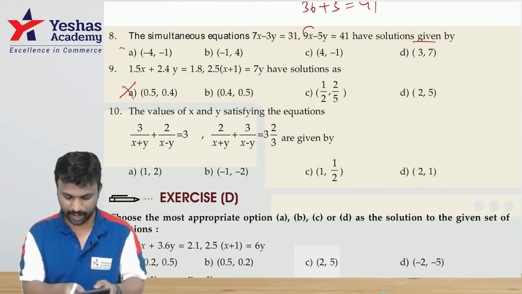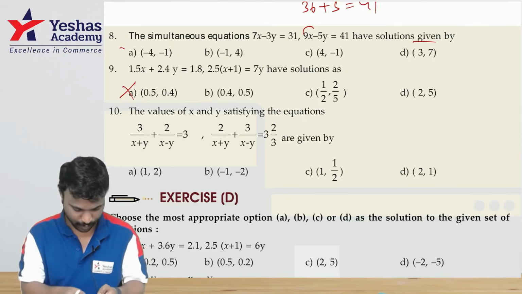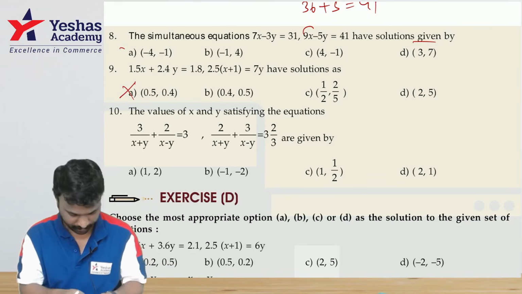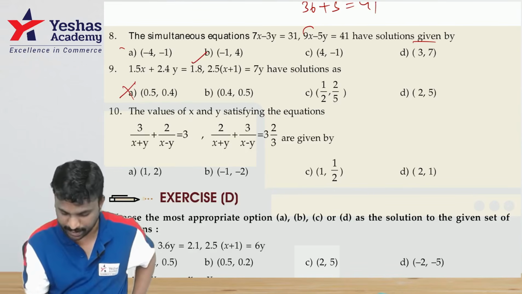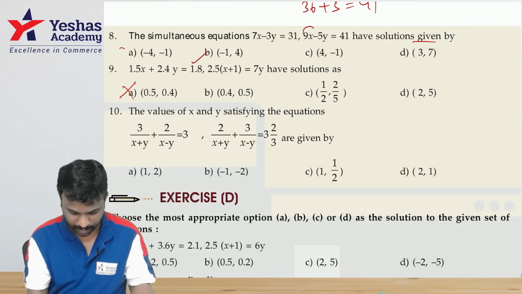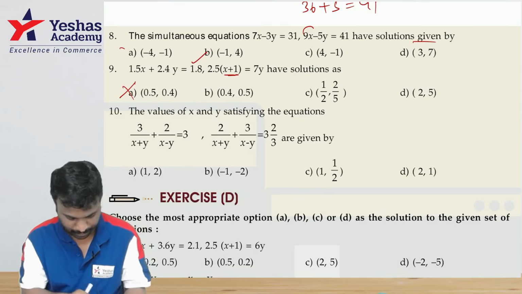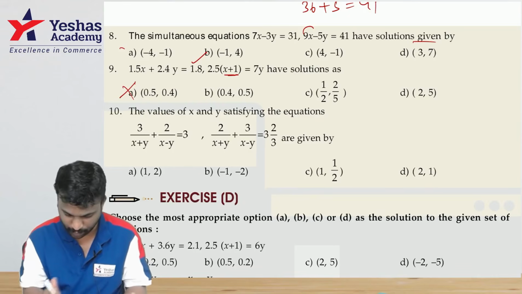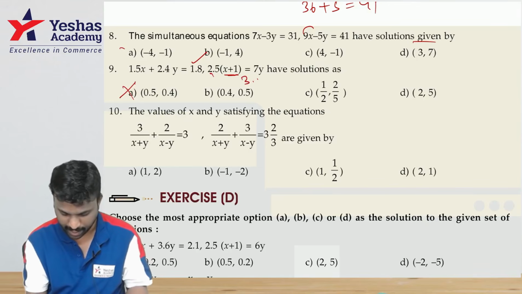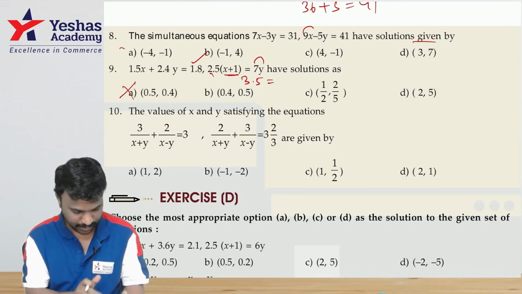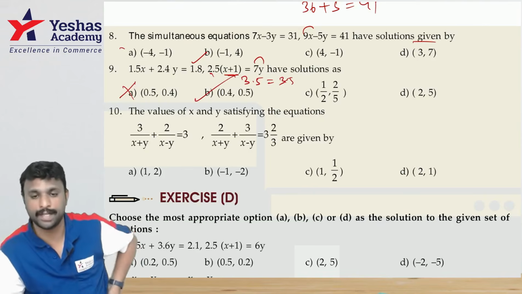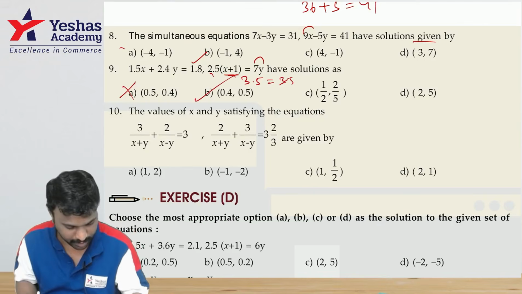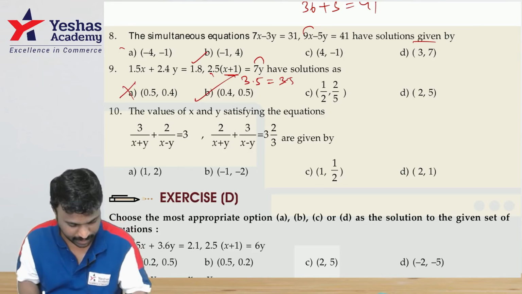Option B, if I hit 1.5 into 0.4 plus 2.4 into 0.5, that fetches you 1.8. That means the first equation got satisfied. Second equation, guys, first of all, x plus 1, that means 0.4 plus 1 into 2.5, so that gives you 3.5. And on the right hand side, 7 into 0.5 fetches you 3.5. That means option B would satisfy both the equations. Have you understood? Option B is the right answer.